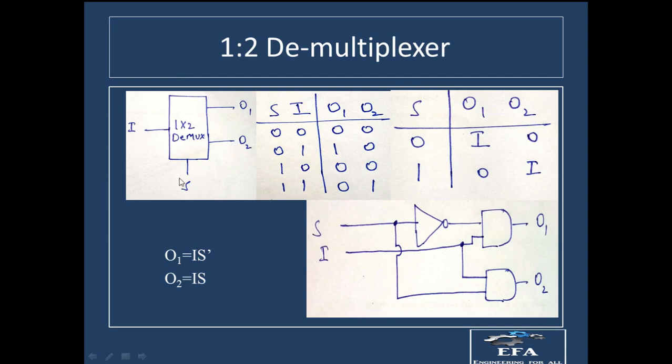So how can we make the truth table out of this block diagram? There are two ways to make the truth table. The first method is, first of all, we write s and I as our inputs, and O1 and O2 as outputs. You can take any letters for these inputs and outputs. So I'm taking O1 for the first output and O2 for the second output. Now with s and I as the inputs, we can have four combinations: 0 0, 0 1, 1 0 or 1 1.